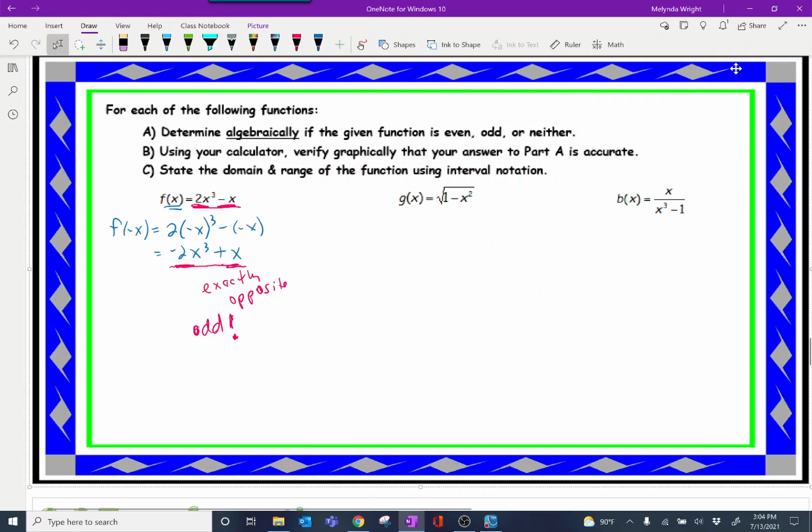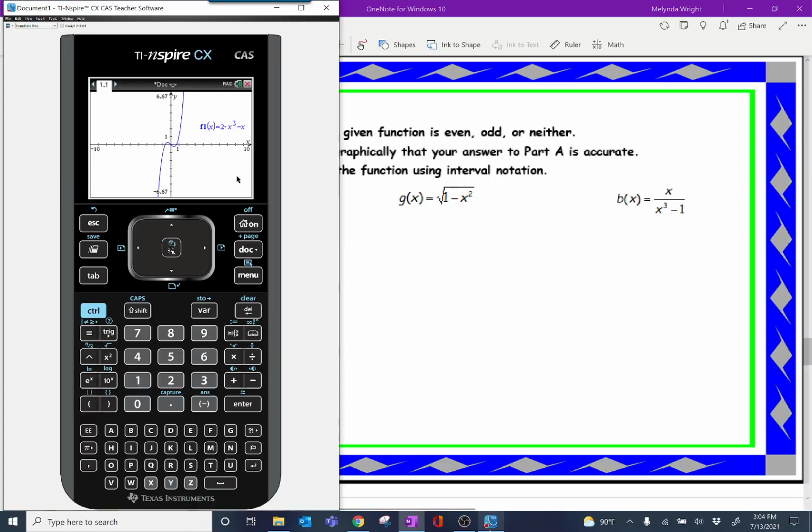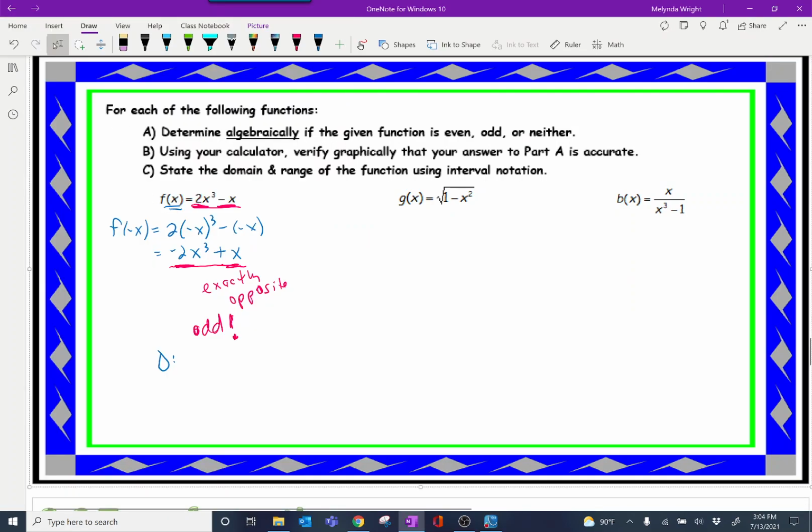Now let's look at our next one. Oh, excuse me, domain and range. So domain, we can see by the graph, I mean we're looking at it. The domain is everything, negative infinity to infinity, and the range is the same. Let's write it in interval notation. Negative infinity to infinity, and the range is negative infinity to infinity.